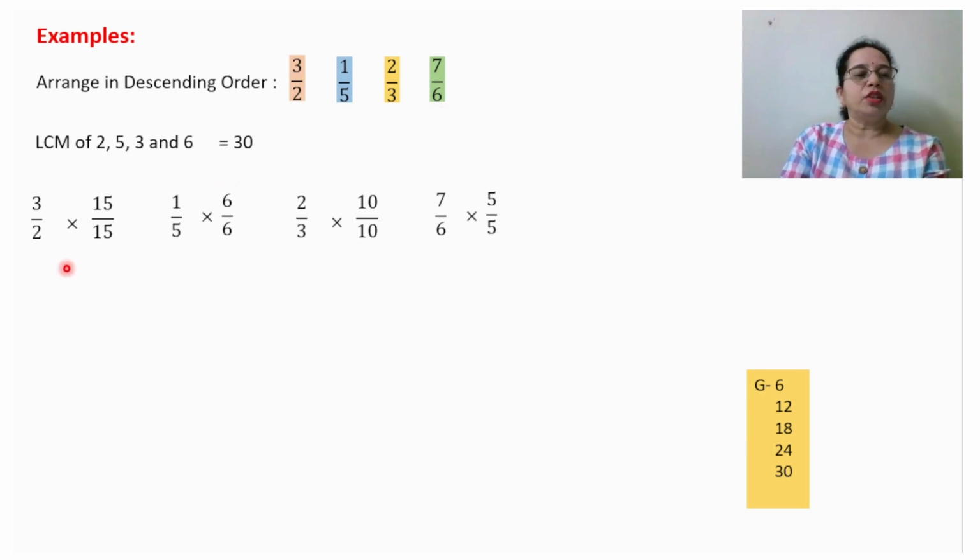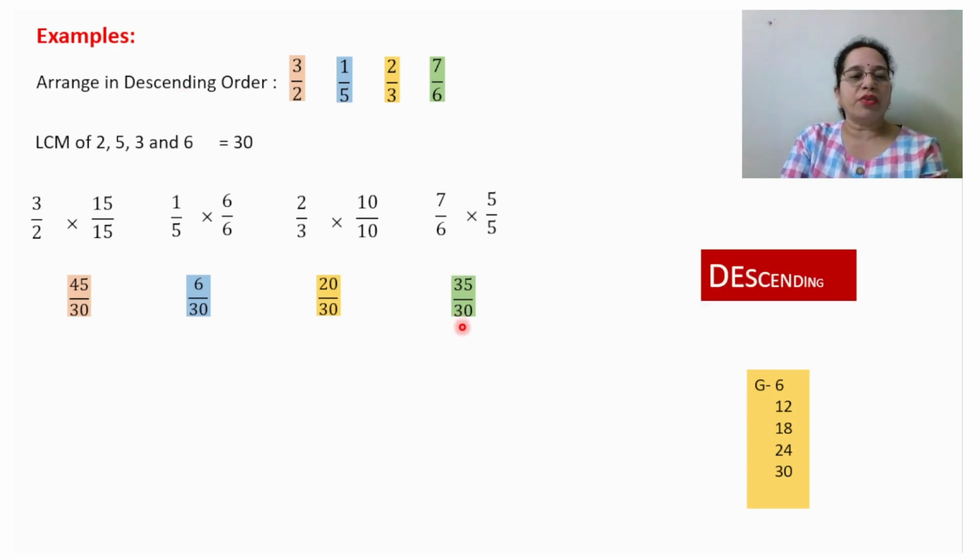Multiply numerator with numerator. 45 by 30, 6 by 30, 20 by 30 and 35 by 30. Now we will arrange the numerators in descending order. So the greatest one, this is the biggest one, is 45 upon 30. So this is the first fraction.